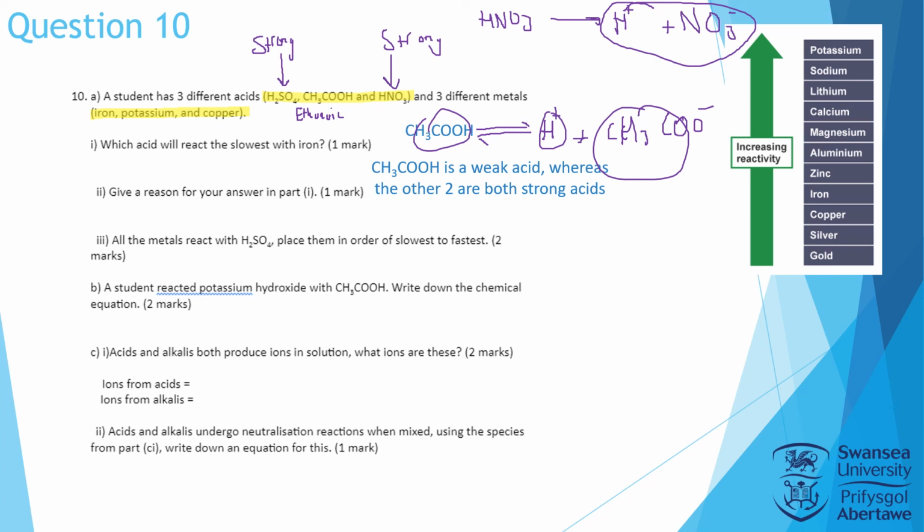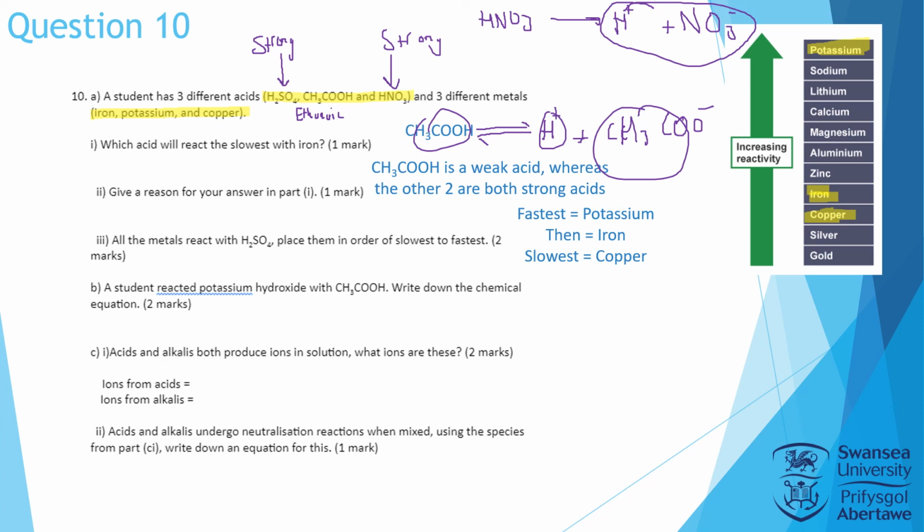So going on to the next bit, all these metals react with sulfuric acid, all of them, and place them in order of fastest to slowest. So the way you do this is look at the reactivity series on the side and highlight the ones you have. We have potassium, we have iron, and we have copper. So looking at this, potassium is the most reactive, copper is the least. So potassium will react quickest, copper slowest, and iron somewhere in the middle.